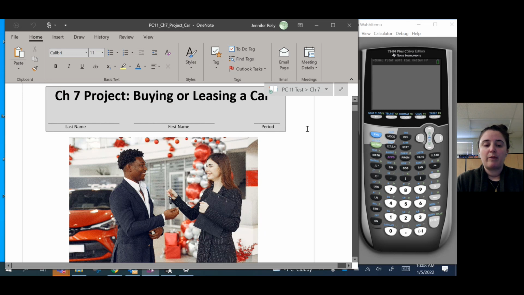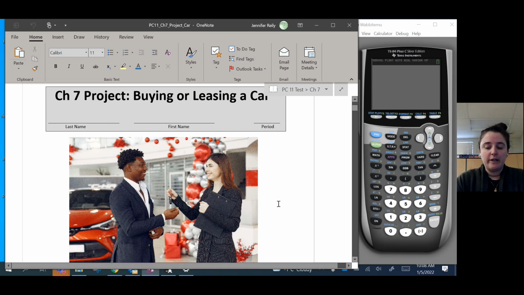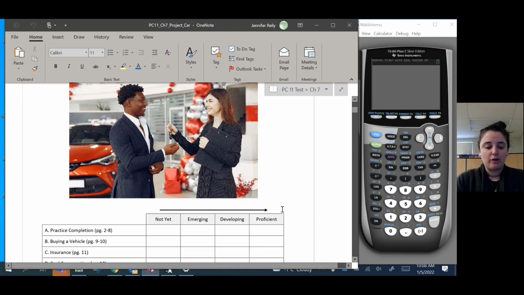So this project is all about buying or leasing a car. So you're going to be choosing a car that you would like to purchase, something realistic, and then you're going to create a budget for that. And so let me just show you this document.